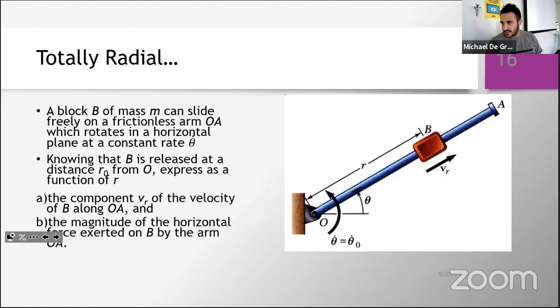All right, so let's try this. And this looks very similar to the problem that we just did, right? With the collar, right? Look, we've got a collar. It's a block sliding on this thing. There's an end stop here, right, at A, so it doesn't fly off.